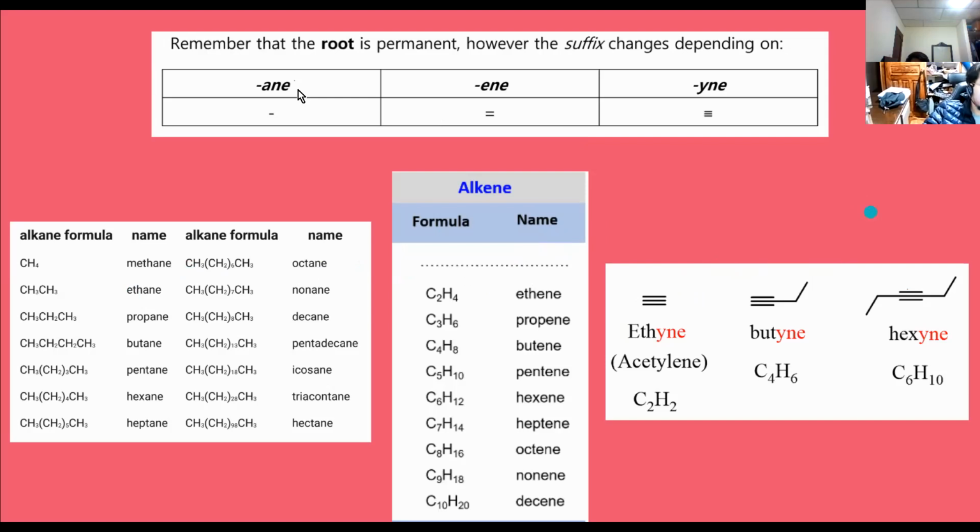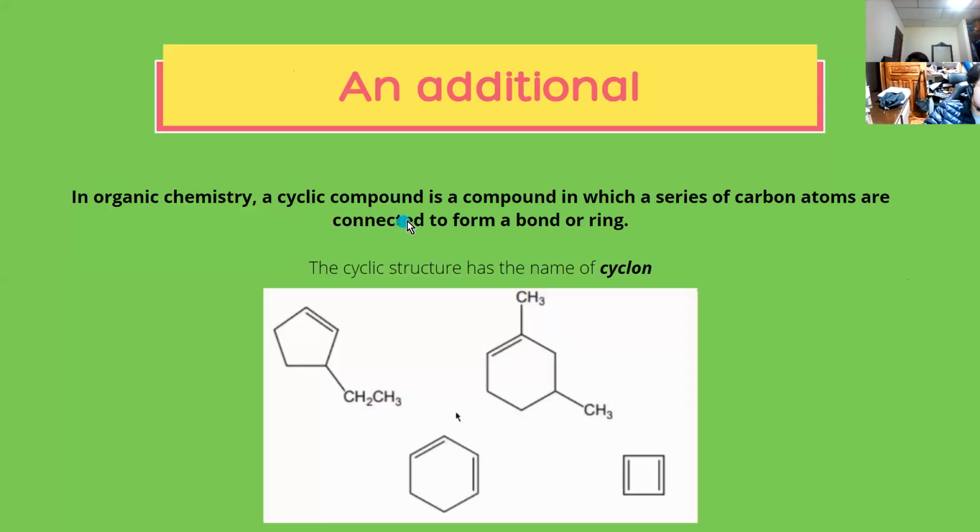Additionally, in organic chemistry, a cyclic compound is a compound in which a series of carbon atoms are connected to form a ring. The cyclic structure has the name of cyclo.